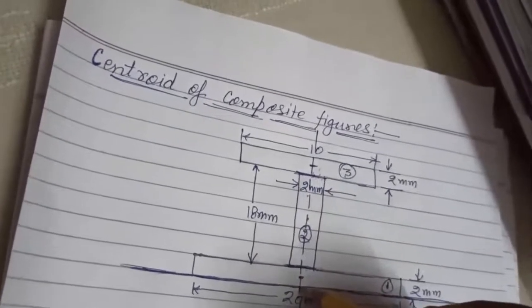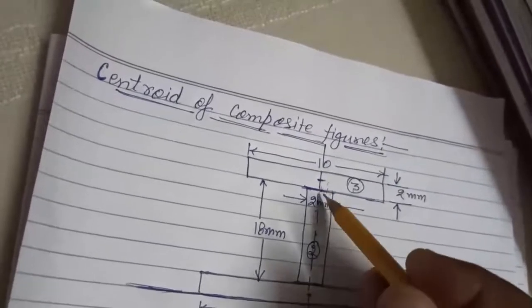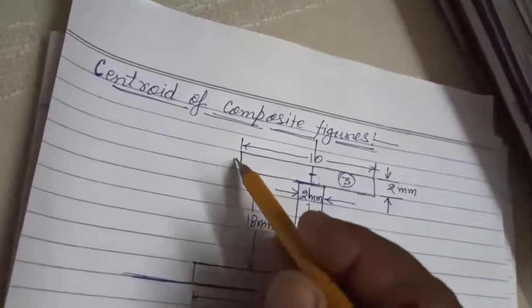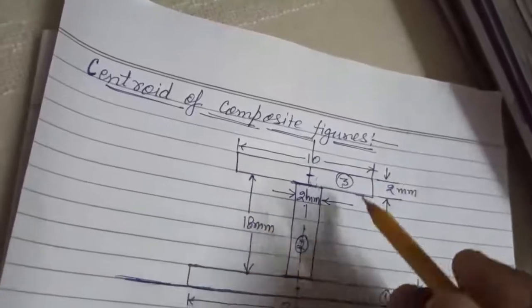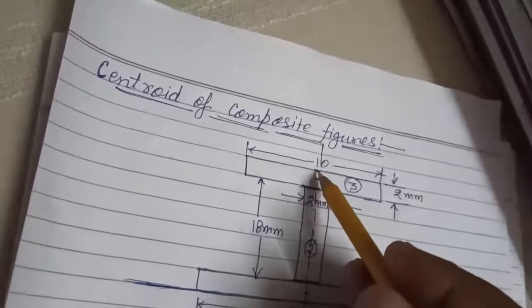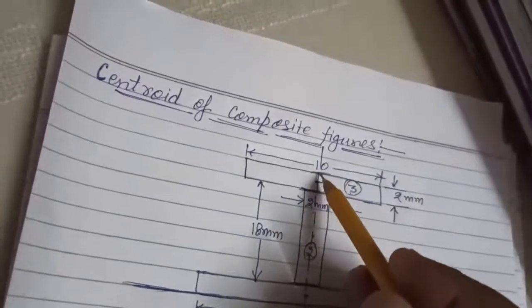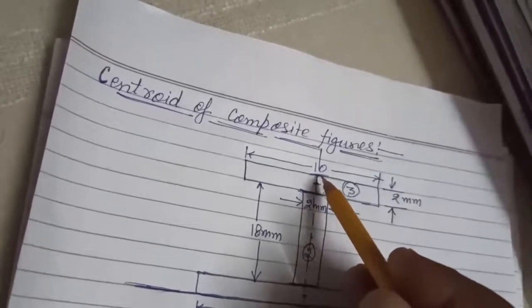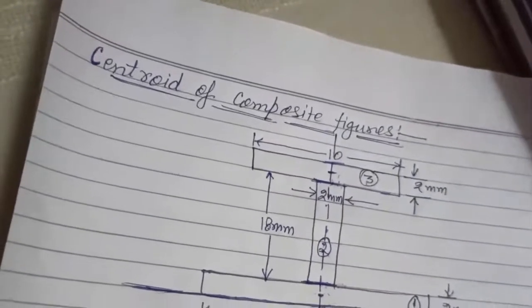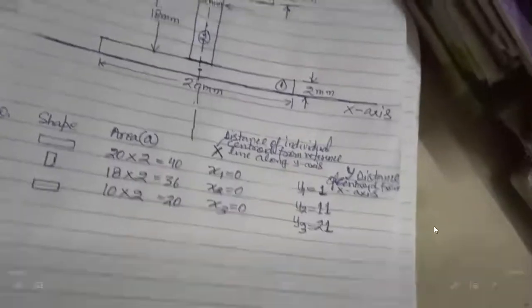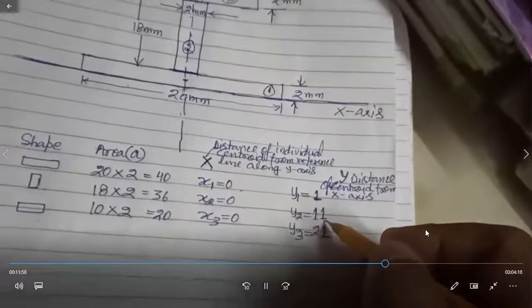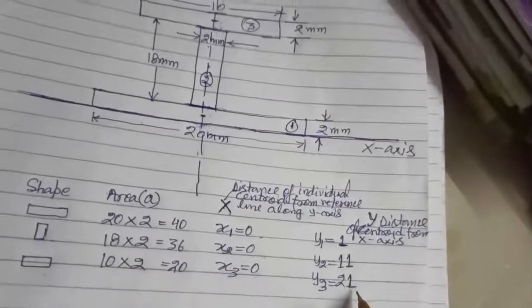Total distance is 21, or we can also find it by adding 18 plus 2 is 22, and from here it is below 1 millimeter. From here it is 1 millimeter, so from here it will be 21 millimeter. So y1 is 1 millimeter, y2 is 11 millimeter, y3 is 21 millimeter.